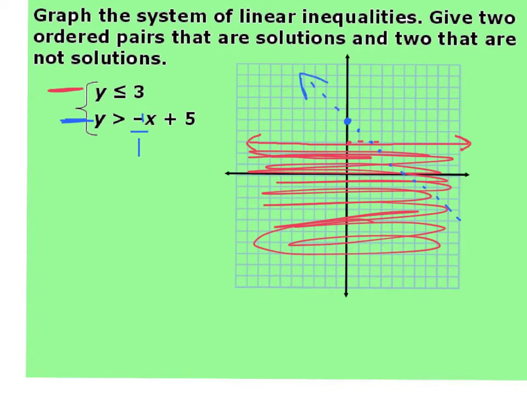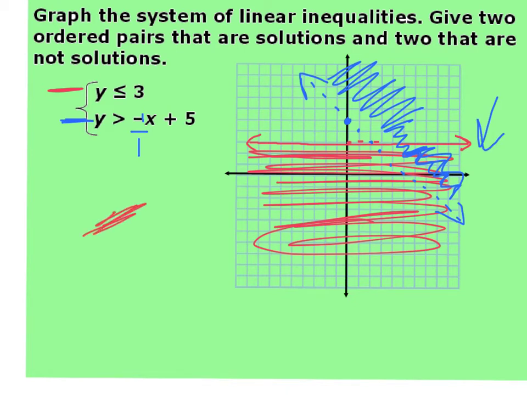And because it said greater than, that means I go right here, and greater than means get bigger, so I go above my line. So watch when I shade. Right now I'm not touching the red, but as soon as I touch the red, this will be my solution set. So my solution is where red and blue meet. That equals my solution.